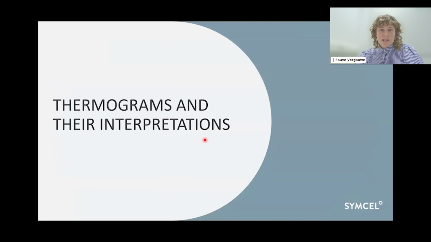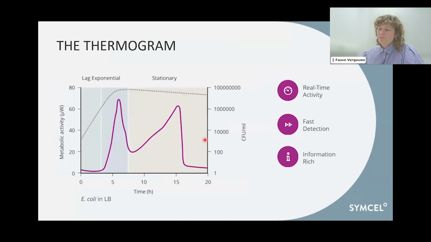The raw data we will get are thermograms. So let me briefly explain what these are and how you can interpret these. A thermogram will plot the metabolic activity or the heat flow in microwatt over time. This is a process you can follow in real time, by the way. And unlike traditional growth curves based on optical density, they actually provide much richer information.